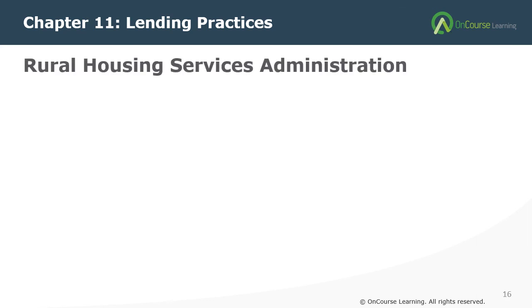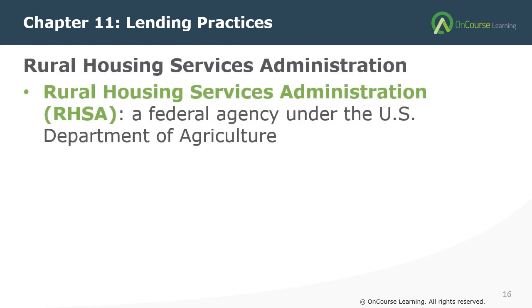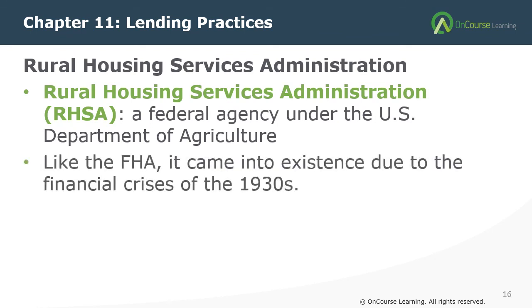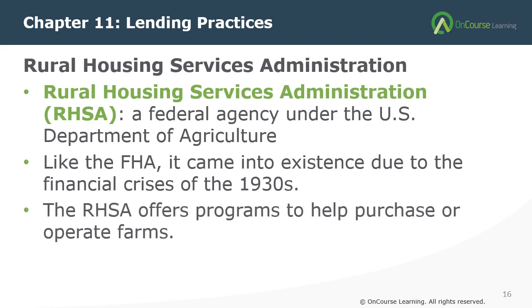The Rural Housing Services Administration is a federal agency under the U.S. Department of Agriculture. So this department also came into existence in the 1930s as a result of the Great Depression, and it offers programs to help purchase or operate.